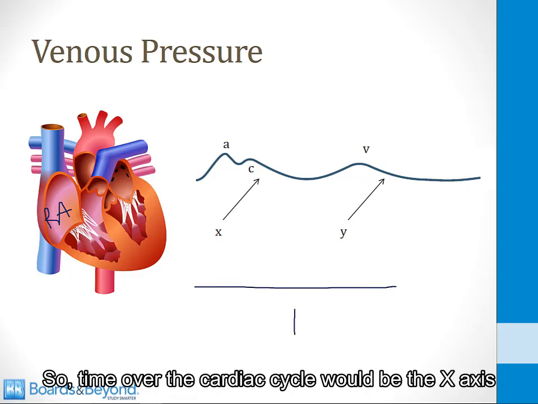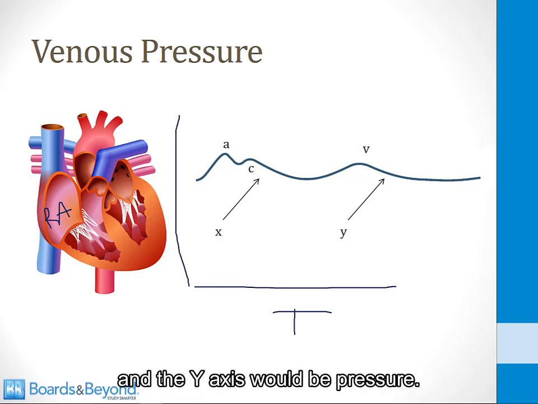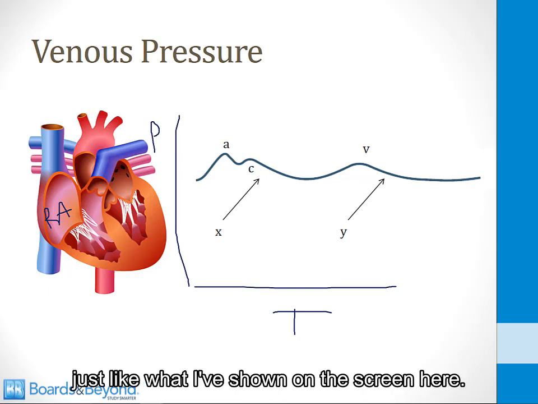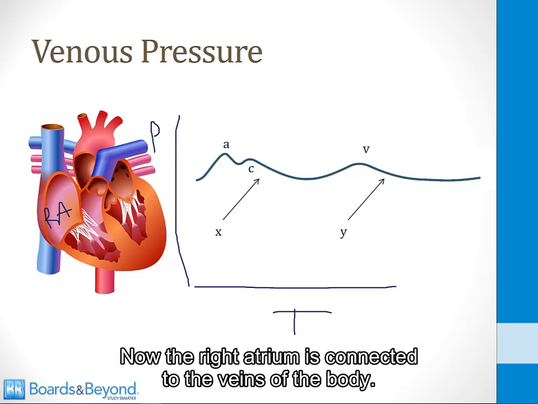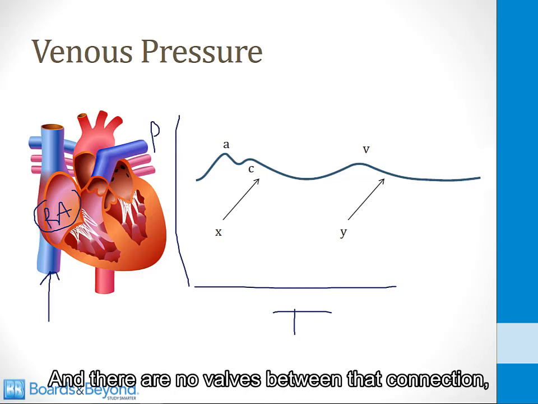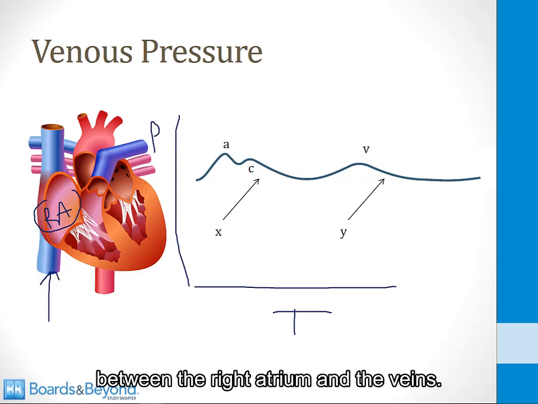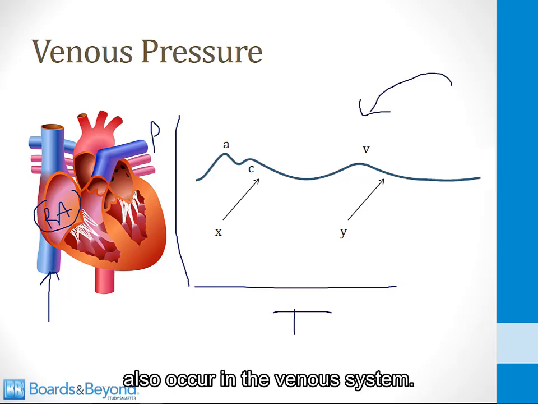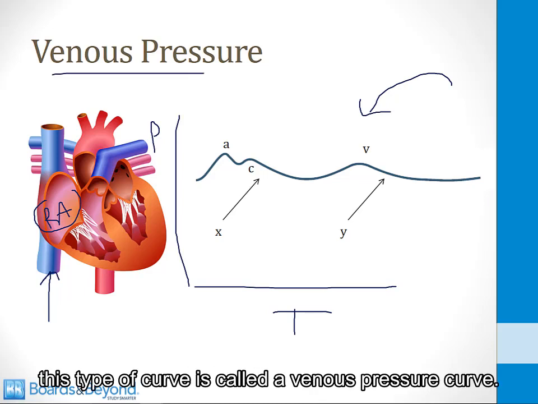So time over the cardiac cycle would be the x-axis and the y-axis would be pressure. And we would see that the pressure fluctuates just like what I've shown on the screen here. Now the right atrium is connected to the veins of the body, and there are no valves between the right atrium and the veins. Therefore, these fluctuations in pressure that we see in the right atrium also occur in the venous system. And for that reason, this type of curve is called a venous pressure curve.